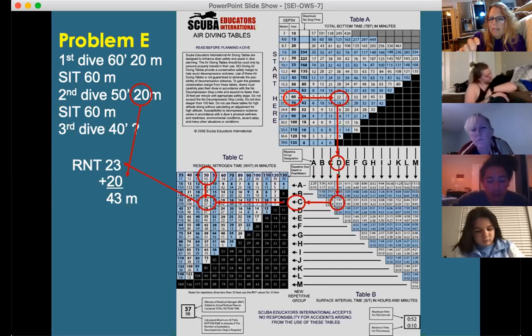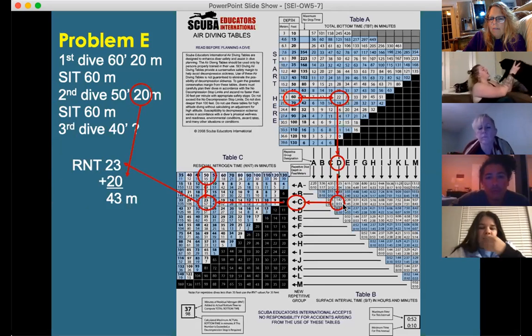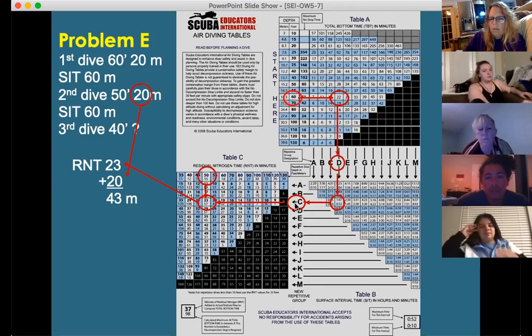I'm going to back up a little bit because I see some confusion. So listen for just a minute. We did 60 for 20. We rounded up. We're a D diver. We came down just like we did before. We're now a C diver. Here's where it gets a little more complicated.